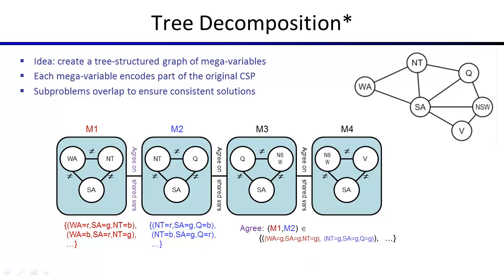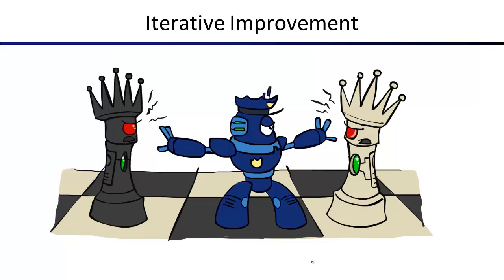Okay, so how about this? Let's take a break, and then we'll talk about iterative improvement, which is a very different way of approaching search problems and CSPs in particular. So let's take a couple-minute break. All right, louder than expected. Let's get started again.